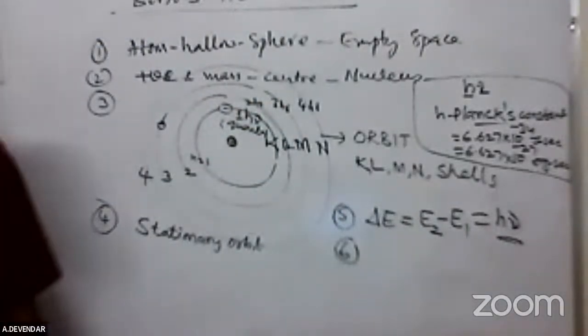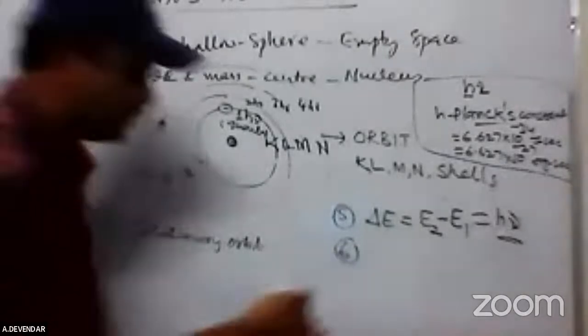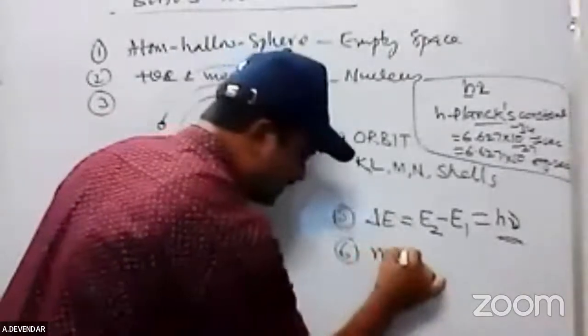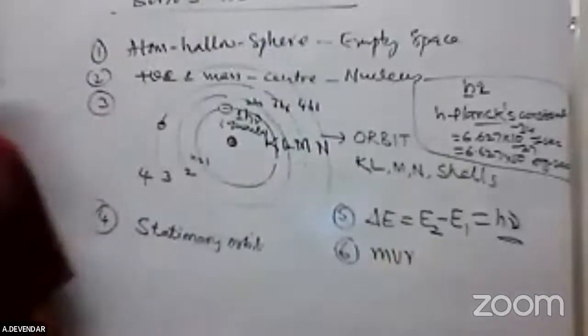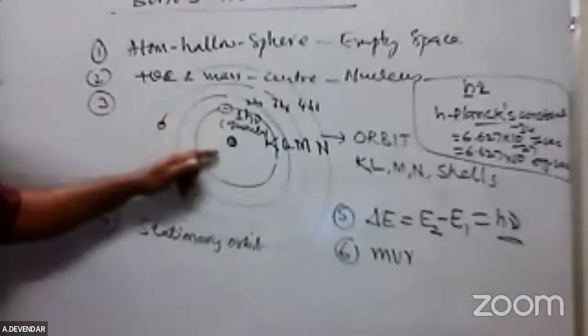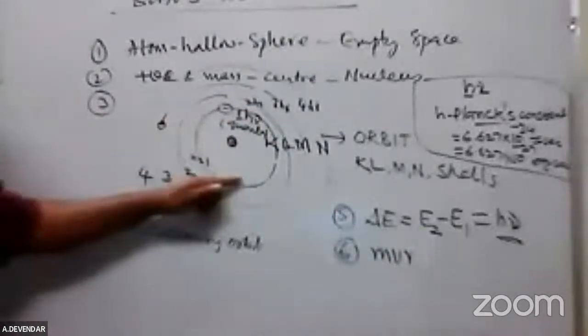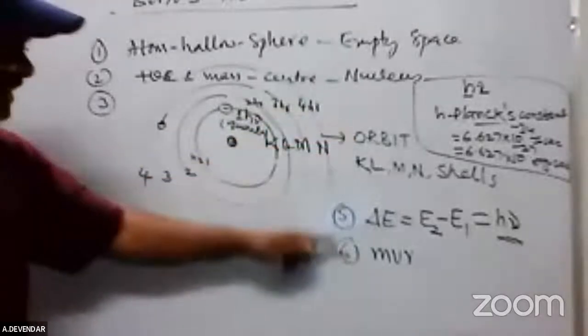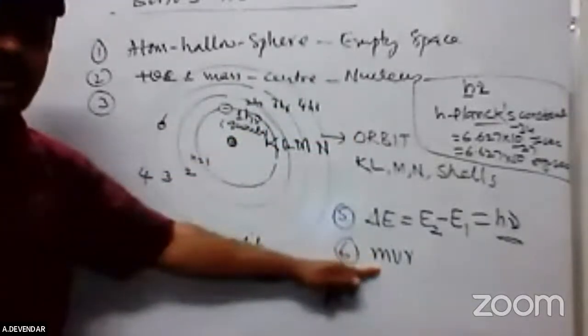A circular path has angular momentum. Angular momentum is mvr. This is called angular momentum. So revolving electrons are present in these circular paths, and these are orbits. This electron has angular momentum.